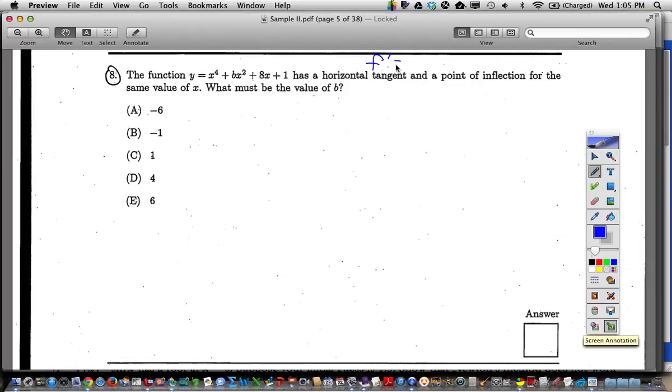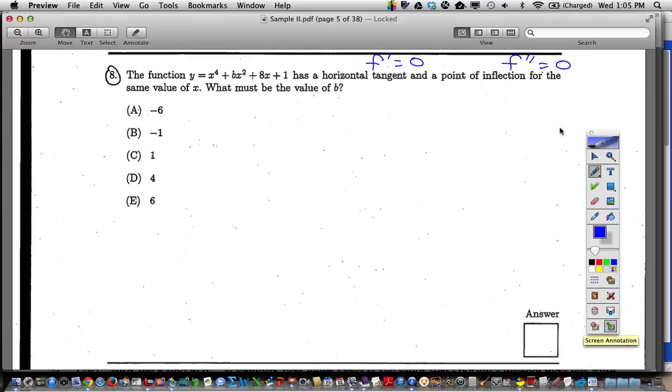F prime is 0. Inflection point typically means F double prime is 0. Now we could get into things with F double prime undefined and that kind of stuff, but this is a nice polynomial function, so nothing's going to be undefined or anything like that. So it's going to be probably when F prime is 0 and when F double prime is 0.